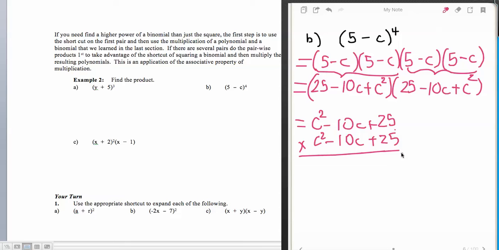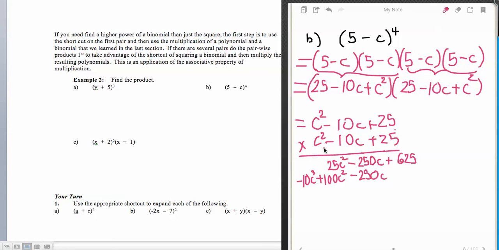So 25 times 25, that's 625, and then 25 times negative 10, which is negative 250c, and then 25 times c squared, which is 25c squared. And then moving over into my first degree terms, negative times a positive is a negative 250c. And then negative times a negative is a positive, and 10 times 10 is 100, and c times c is c squared. And then negative times a positive is a negative, and 10 times 1 is 10, and c squared times c, which is c cubed.